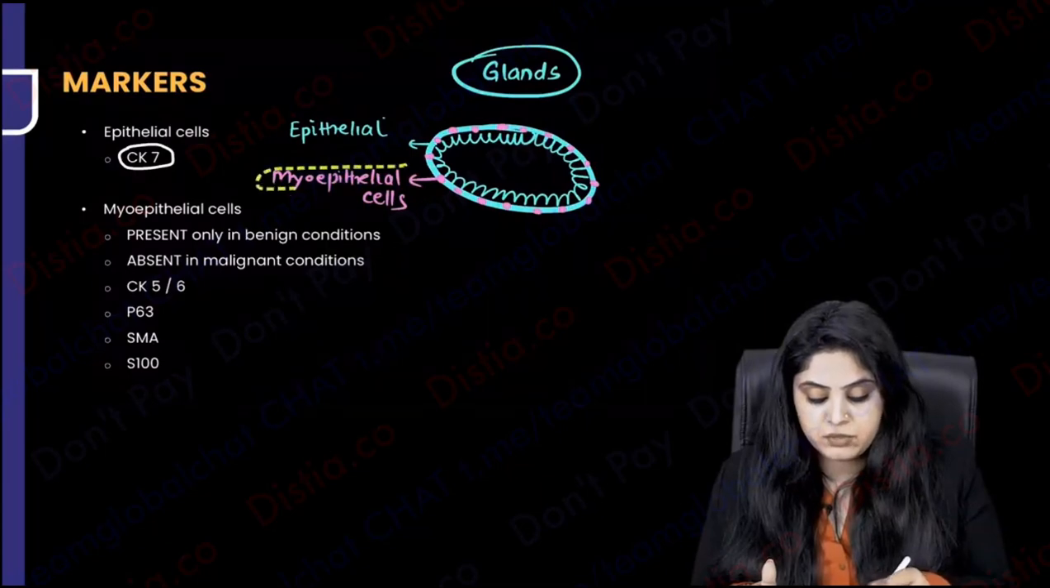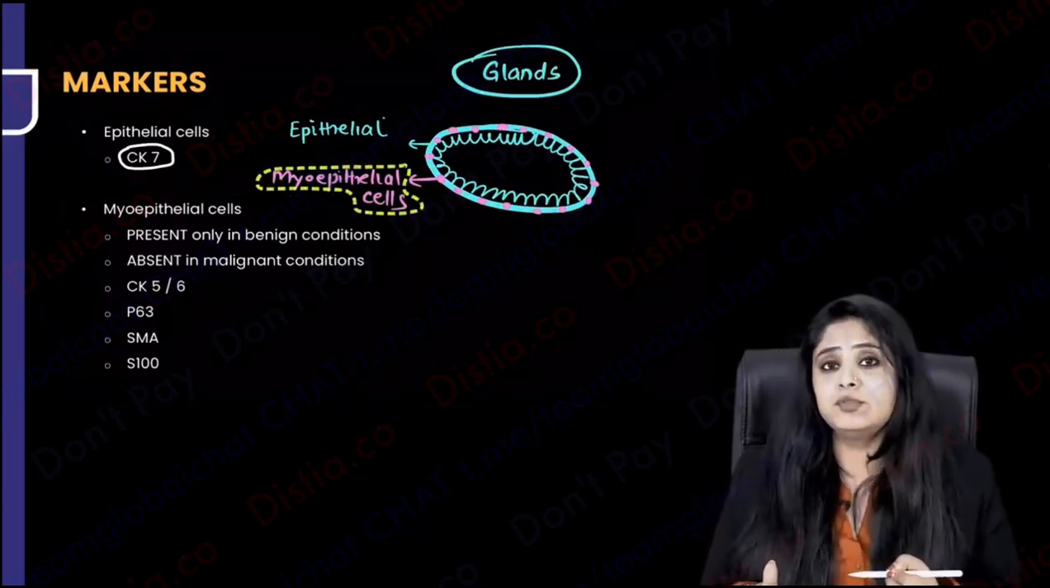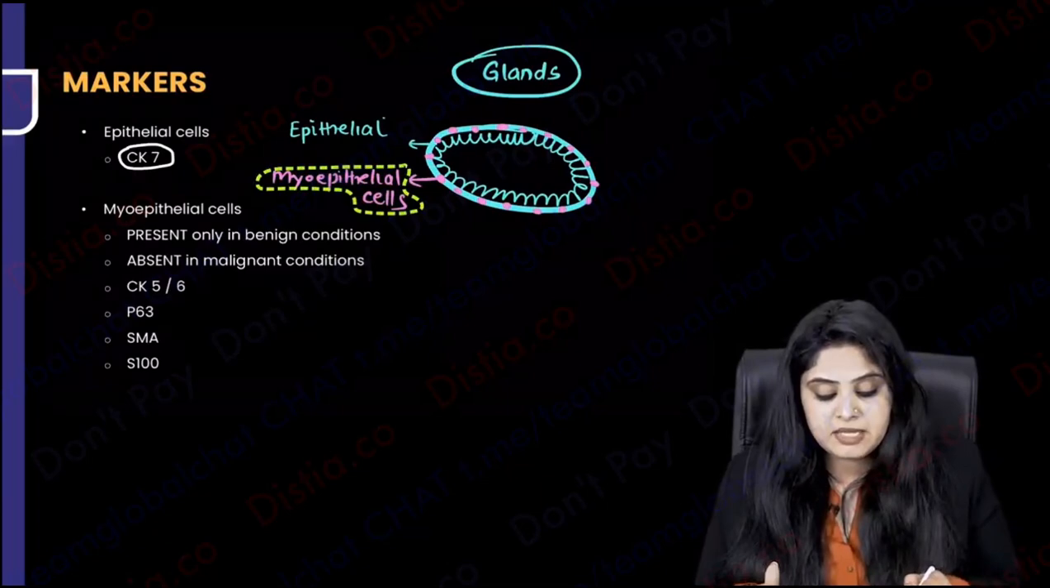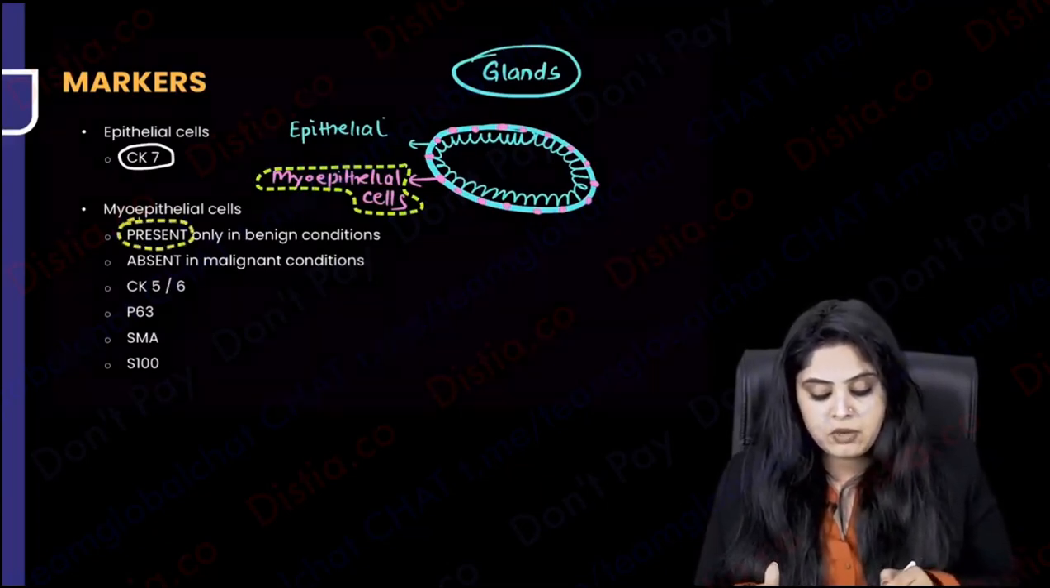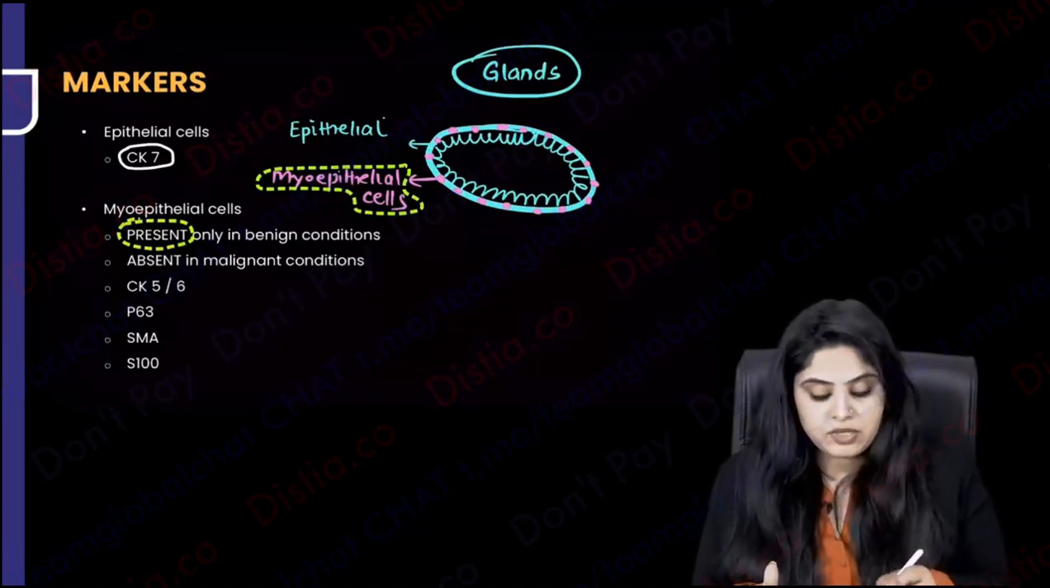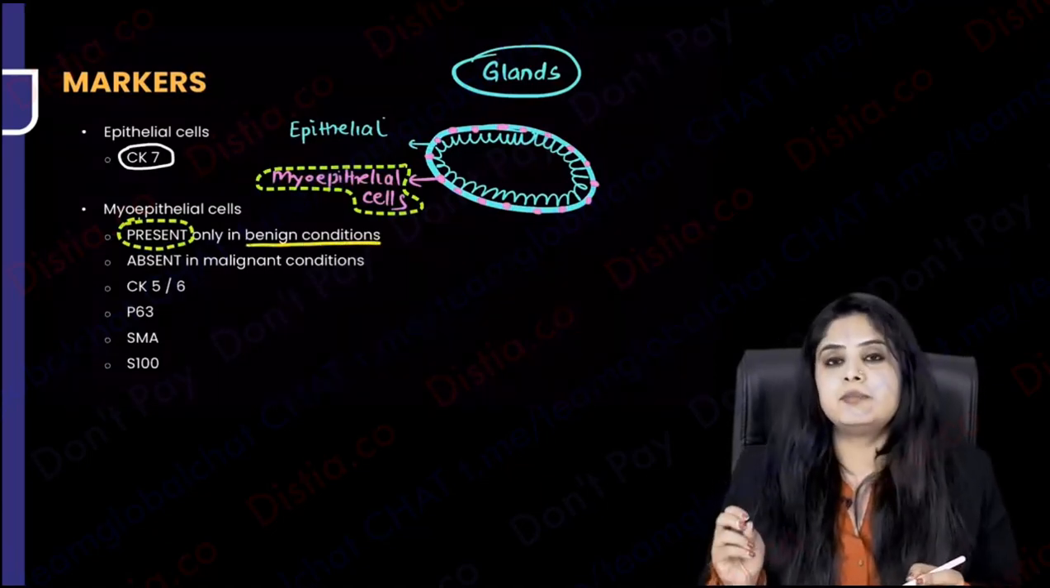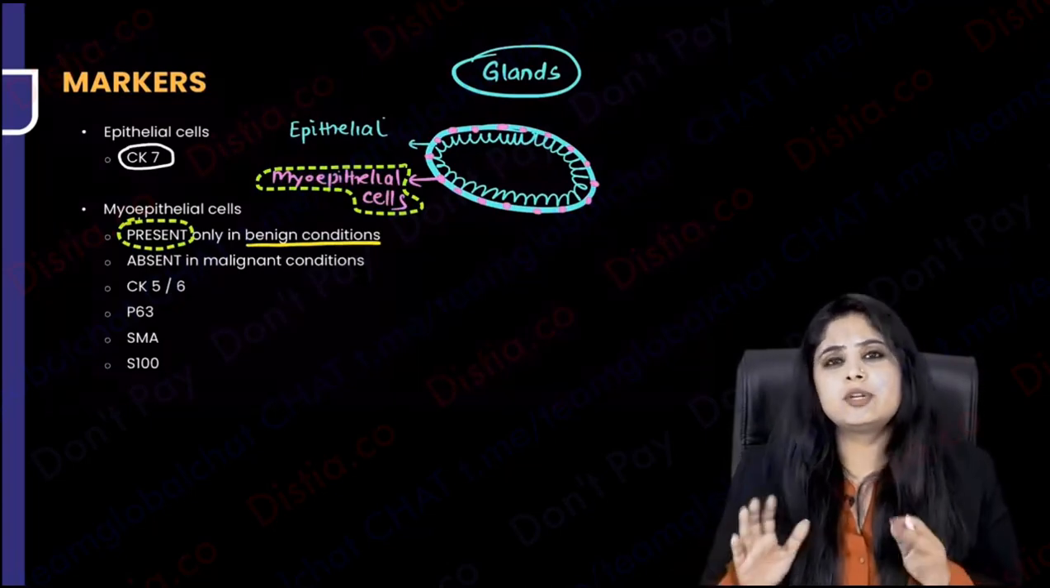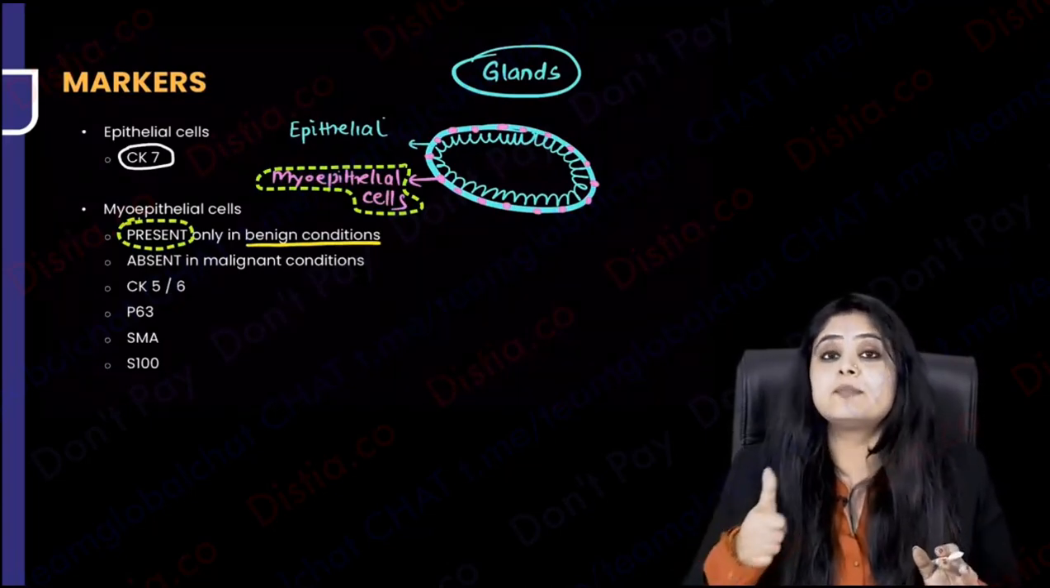Coming to the outer cells, my focus will always be on these myoepithelial cells. You know why? Because till the time they are present, I am talking about benign conditions. Maybe it's a fibroadenoma, fibrocystic disease, or whatever it is, it is benign and happy till the time they are there.